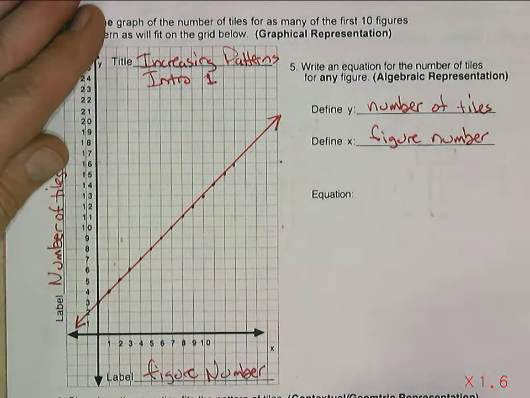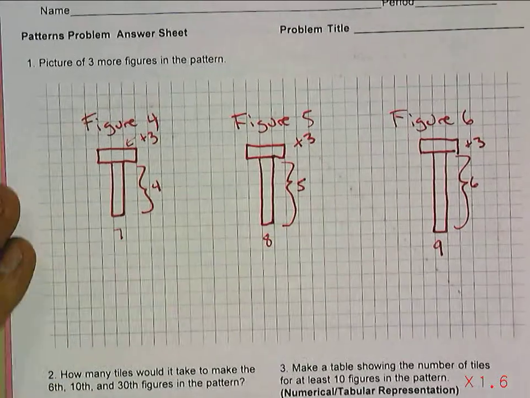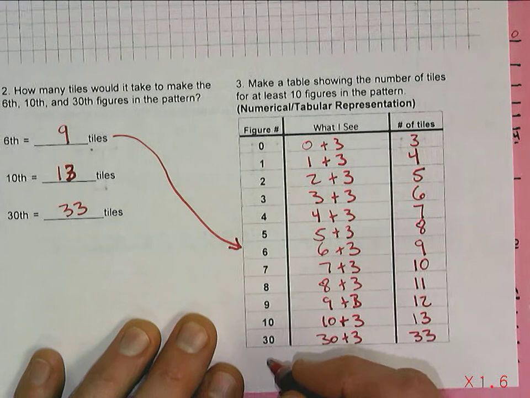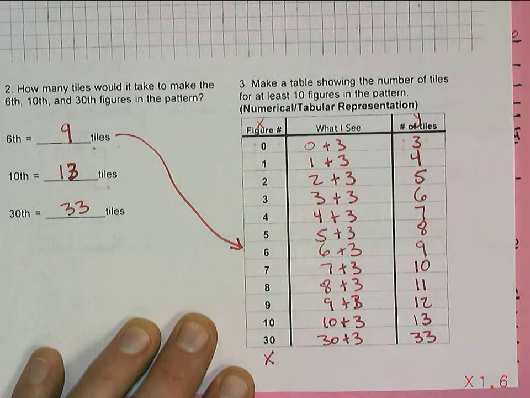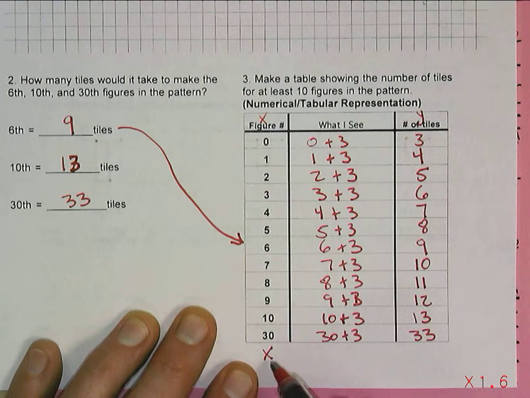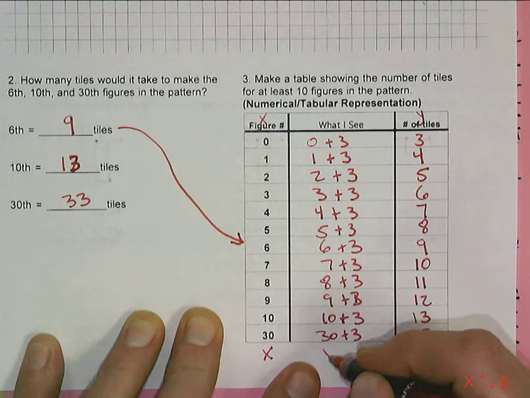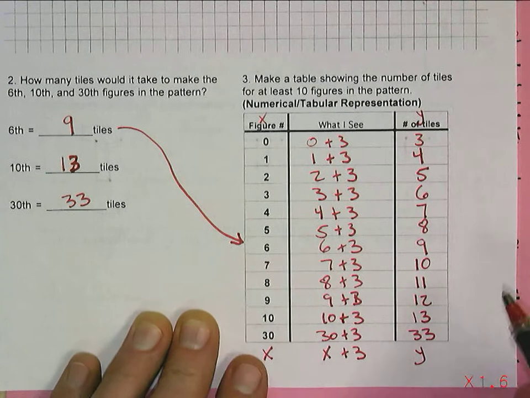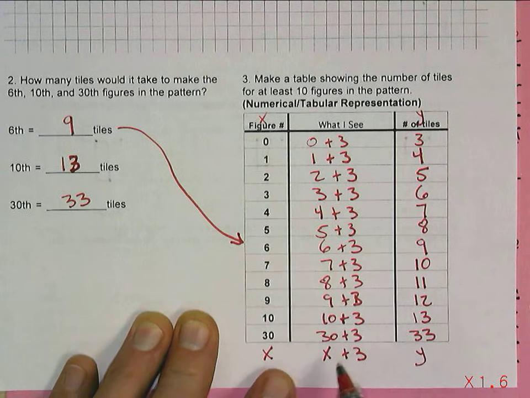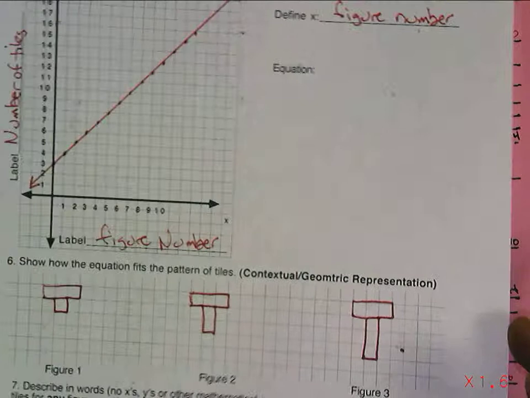And so now the equation that I'm going to come up with really comes back to what did I see in this pattern? If I had figure x, in other words, x is the figure number, y is the number of tiles. If the figure number we say is x, then x plus 3 will give us our y. In other words, if we have the figure number plus 3, we'll get the number of tiles for any particular figure in this pattern, which is what we want to be able to do, because now we can predict.